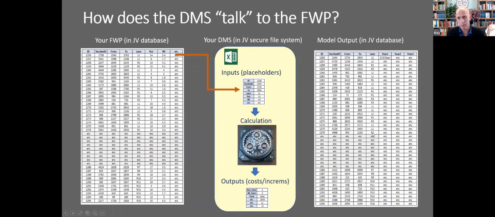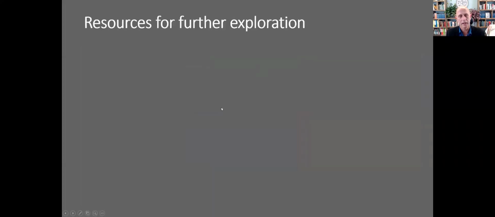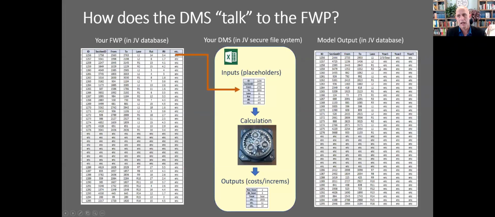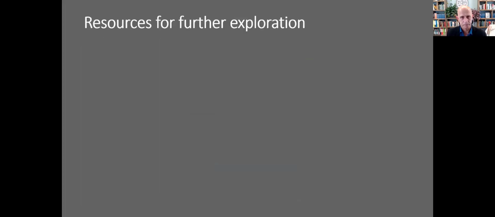Now, the model outputs is actually multi-dimensional in the JunoViewer database. For simplicity, I'm just representing both the ForwardWorks program and the model output here as a flat file, but it's actually a bit more complex behind the scenes. So I hope that clarifies for you exactly how the DMS works in principle.